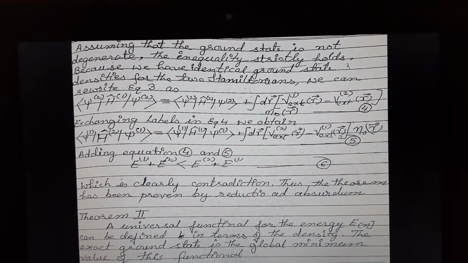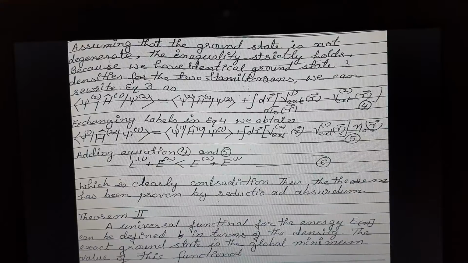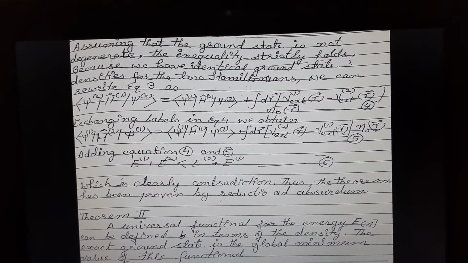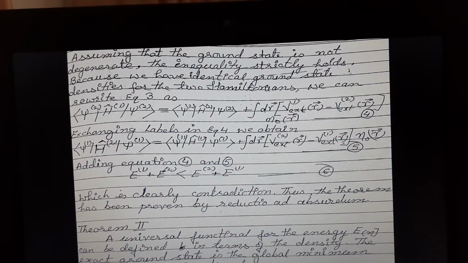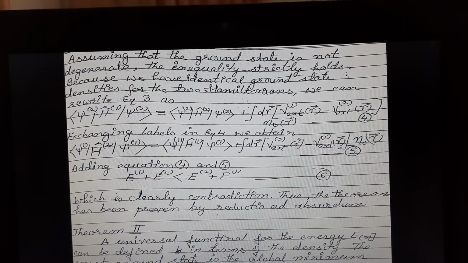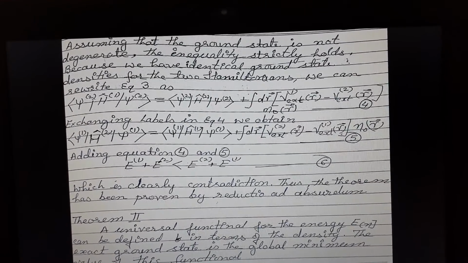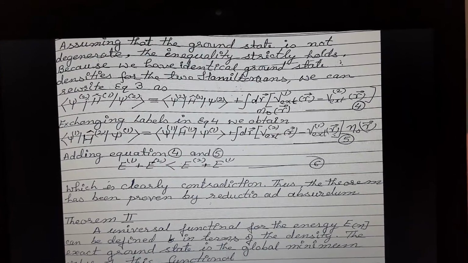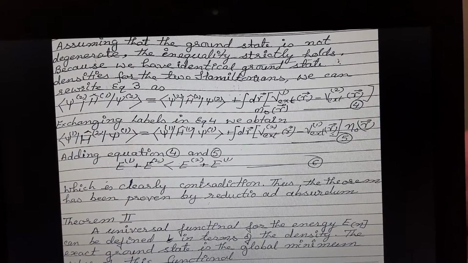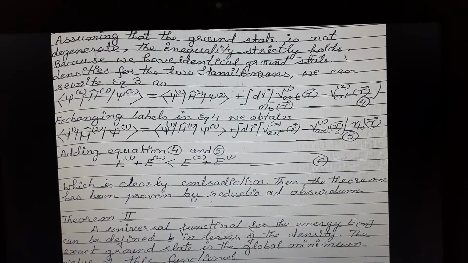Thus, the theorem has been proven by reductio ad absurdum, a method of proving the falsity of a premise by showing that its logical consequence is contradictory.